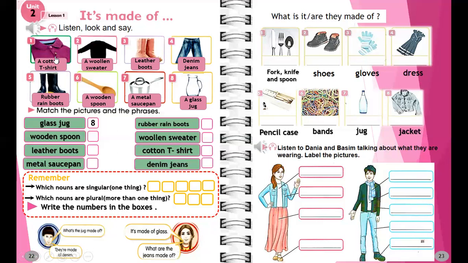Now listen to track to make sure of the answers. Track 16. Listen, look, and say.